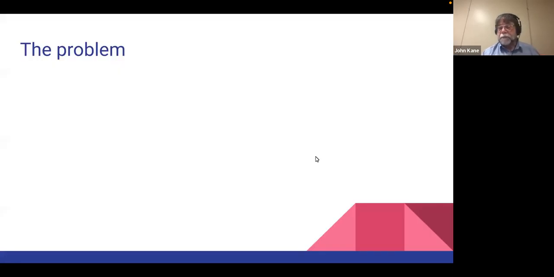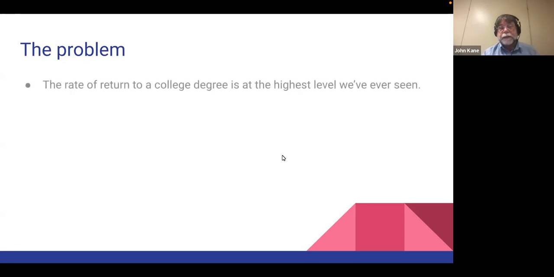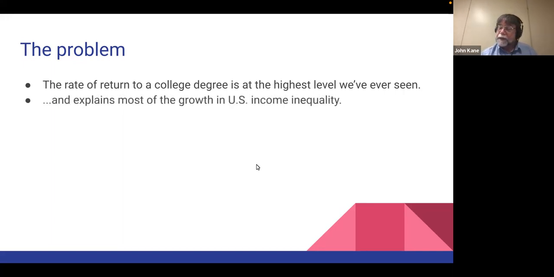One of the basic problems that this can be helpful in addressing is that the rate of return to a college degree is at the highest level we've ever recorded, and it also explains most of the growth in US income inequality. Those people who have college degrees are doing extremely well. Those people without them are doing much worse than at any time before. The growth in the rate of return to education has both increased the earnings of college graduates, but also led to a reduction, not just relatively, but also in absolute terms, for those who do not have higher levels of education.